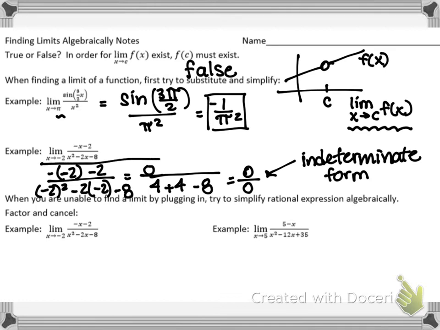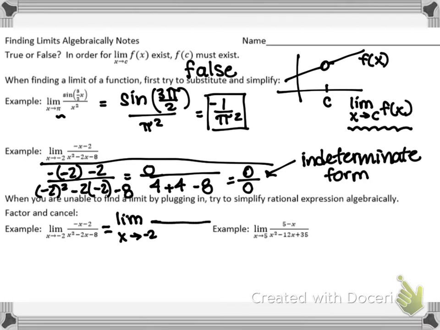I just did some work off to the side here, and I ended up with this indeterminate form, but that is not my answer. So let's read what it tells us on the page here. When you are unable to find a limit by plugging in, try to simplify the rational expression algebraically. So you'll see that we have the same problem that we just talked about. And what we can do is rewrite the limit notation here and do some factoring.